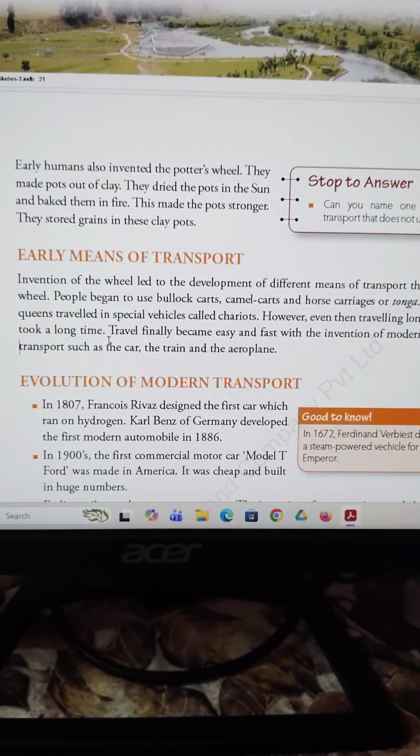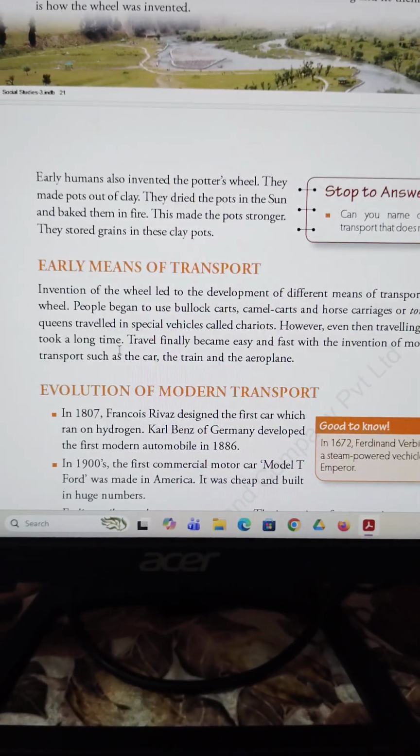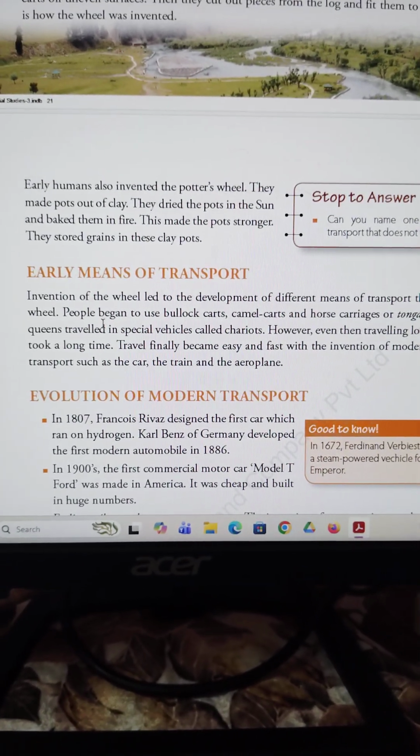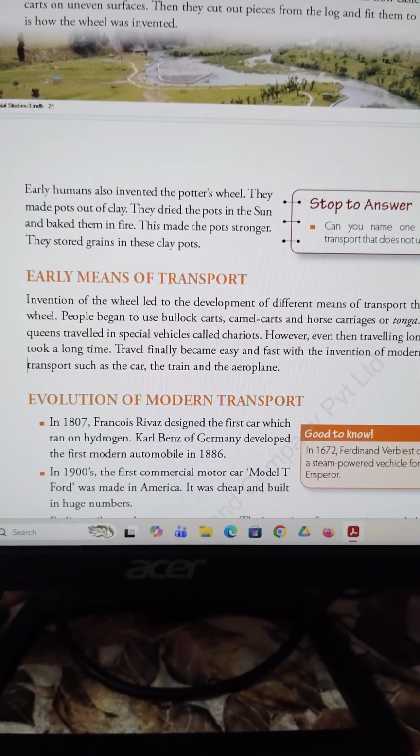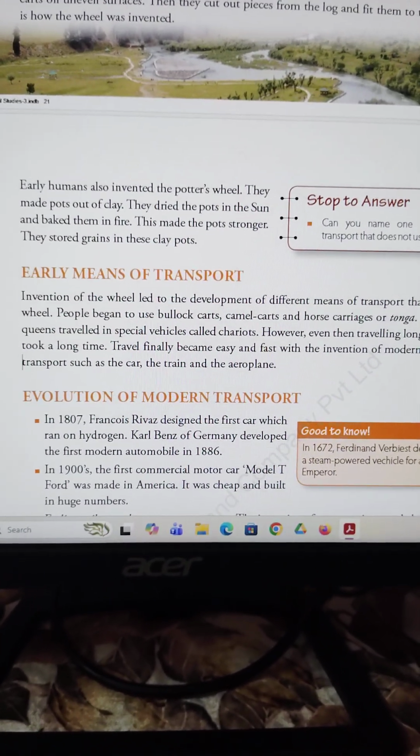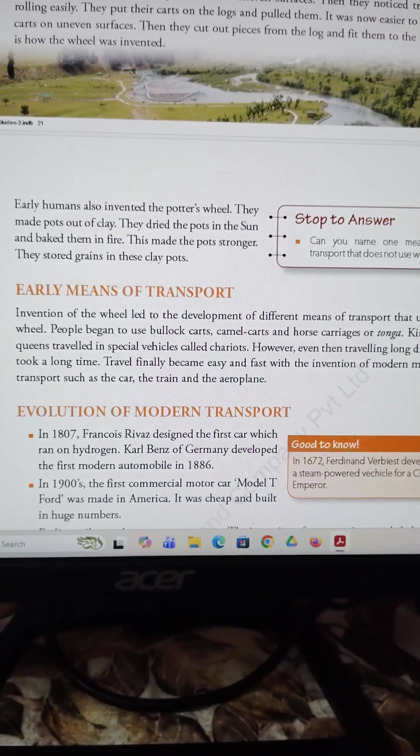By the way, children, if you walk from your home and go to Delhi on foot, is it easy? But the early men did that type of work.